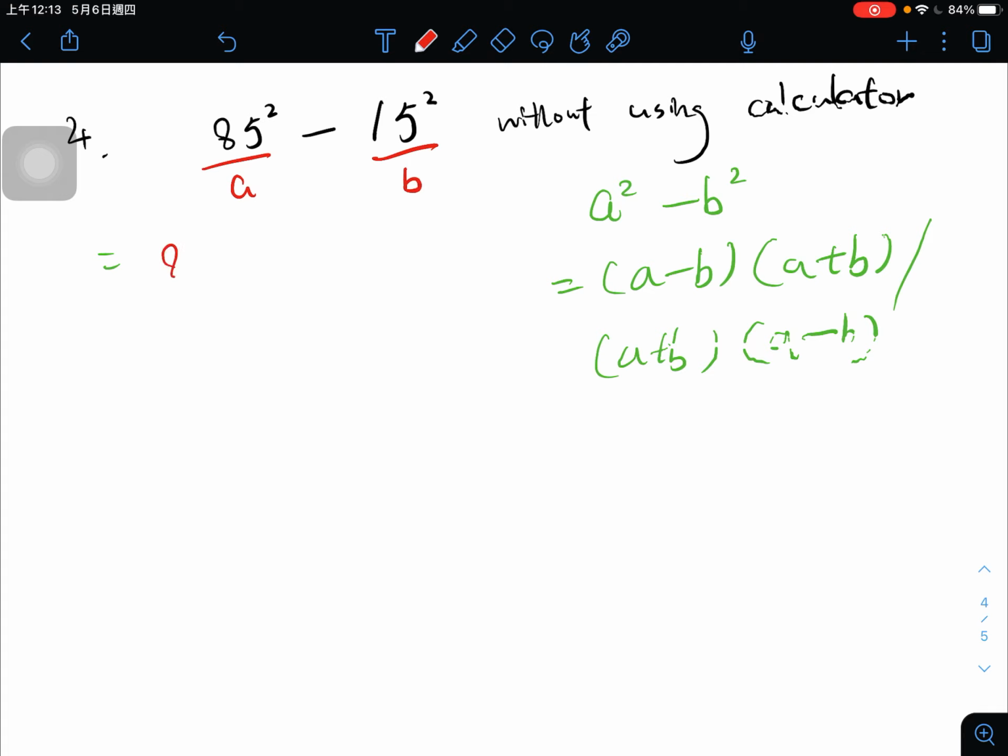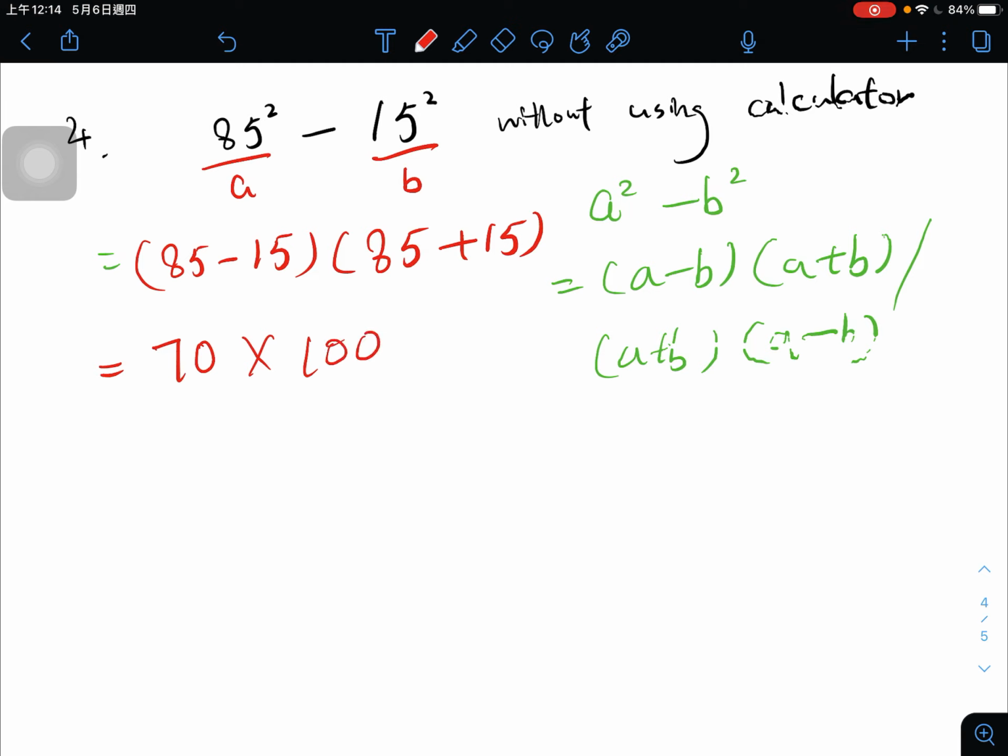So it should be (85 minus 15)(85 plus 15). The first one is 70. How about the second one? The second one is 100, which is a very beautiful number. So finally it's equal to this one.